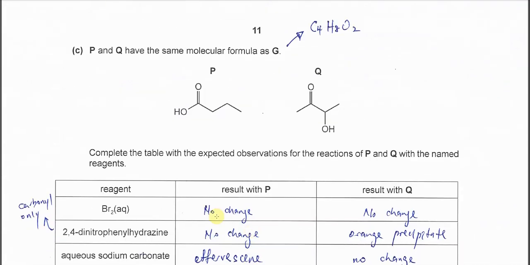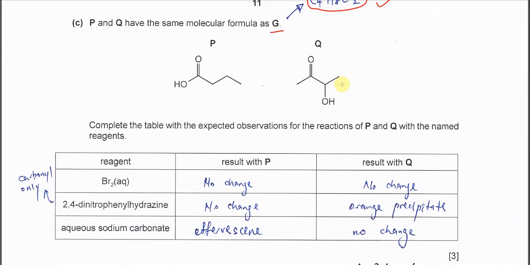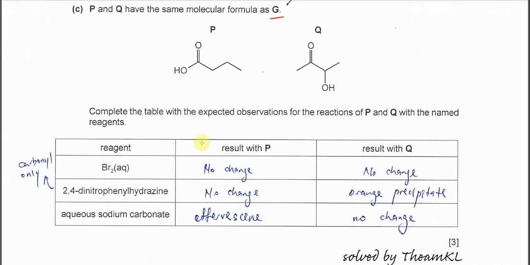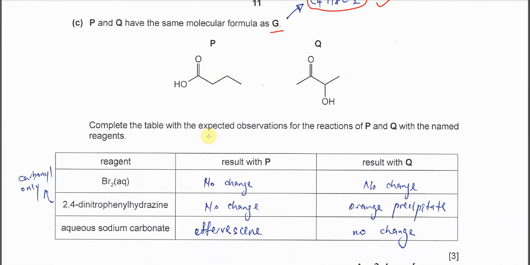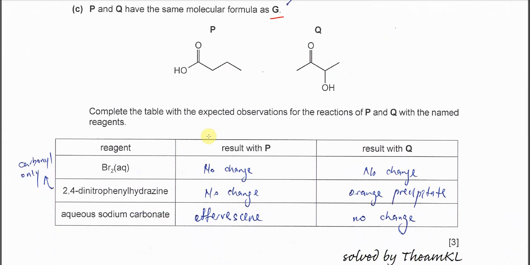Part C, P and Q have the same molecular formula as G, so it is C4H8O2, right? So in the previous part, it's C4H8O2, and the P and Q structures are given here. Now complete the table and give the expected observations for P and Q.